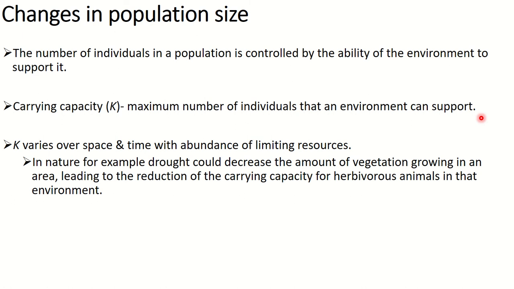Okay, K, so the carrying capacity varies over space and time with abundance of limiting resources. When you consider space, different areas have different types of habitats that are more suitable for some populations compared to others. And consider time. If you just consider seasonality, for example, during the wet period, resources are a lot more abundant for many animals compared to the dry periods or drought periods. So the carrying capacity of an area can vary over space and time. In nature, droughts, as I suggested, can affect the vegetation growing in an area, leading to a reduction in carrying capacity of herbivores.